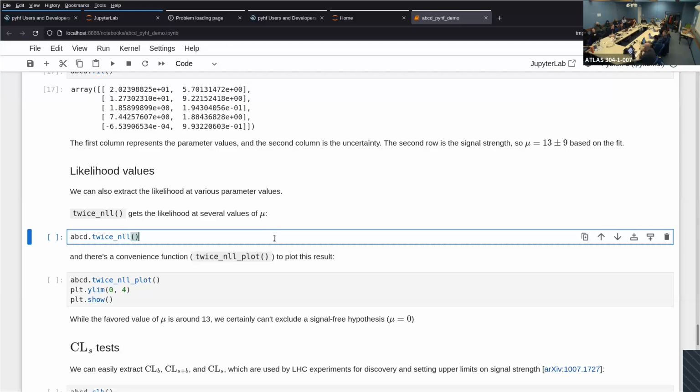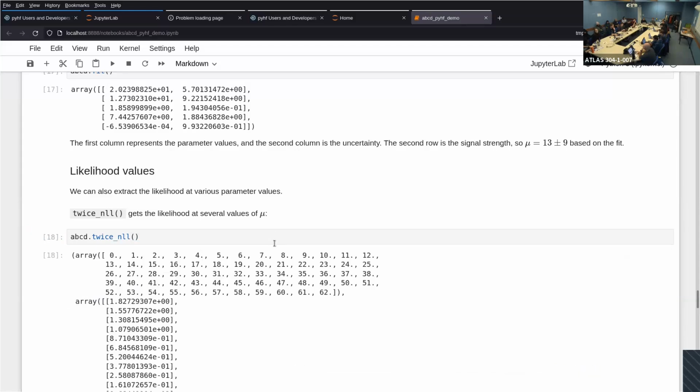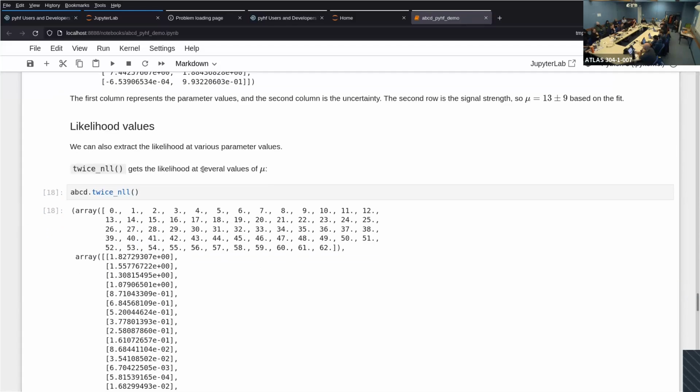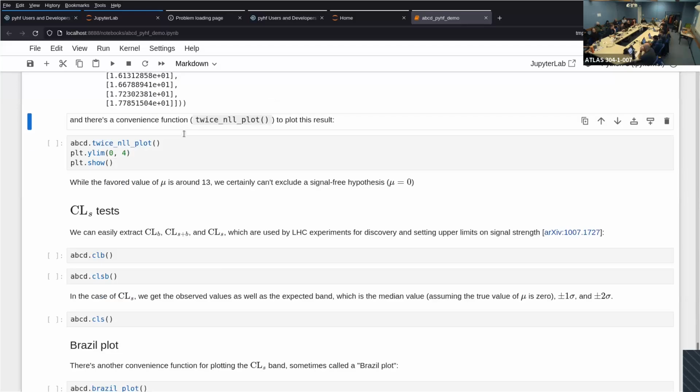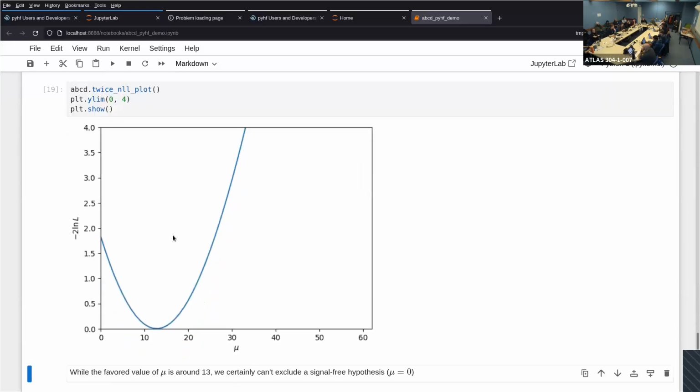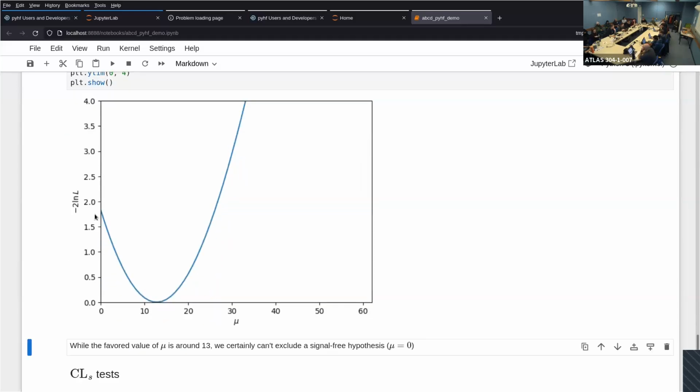Okay, and then there's just a few more things on here. Some other convenience functions, so you can get the likelihood from these fits. Here it gives you all the mu values and then the twice negative log likelihood values. So you can plot that. This is what the likelihood looks like. You can see here the minimum is at 13, plus or minus 9.